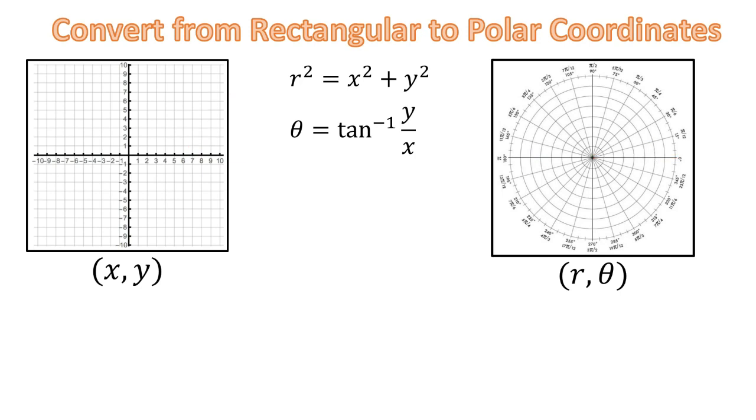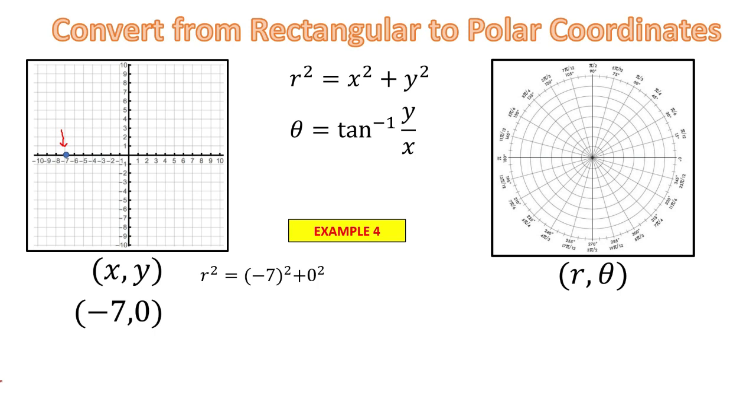Next example. Example number 4. The point is negative 7, 0. When you plug in the coordinates in the rectangular coordinate system, x is negative 7 and y is 0. This is the point. In the rectangular coordinate system, we're going to find r. The same situation: x is negative 7, y is 0, 49, and the square root of 49 is 7. Now I find r is 7. For the angle, the inverse of the tangent is arctangent.